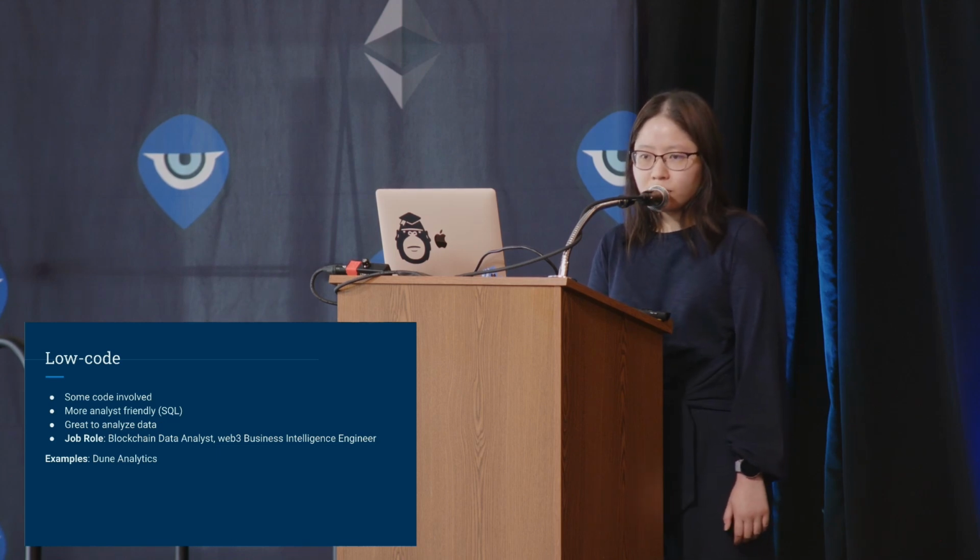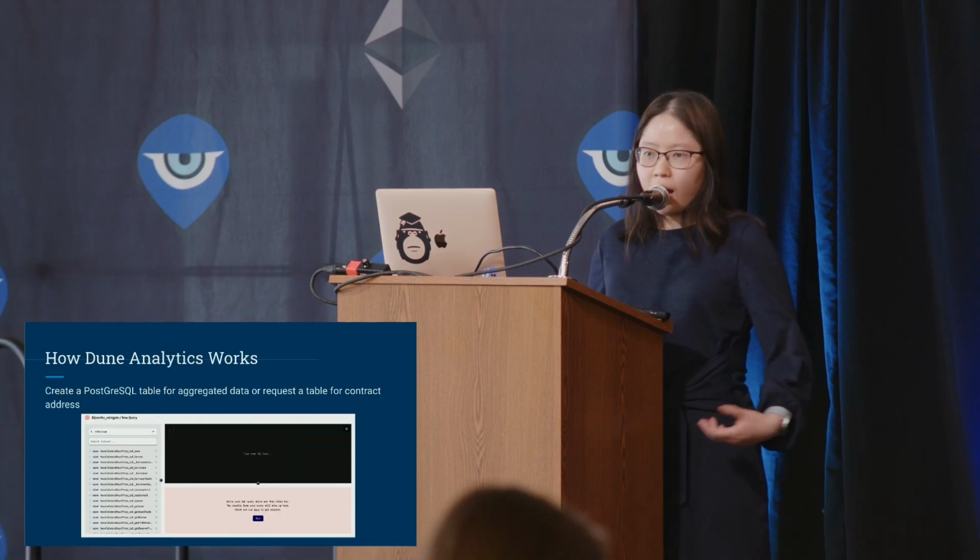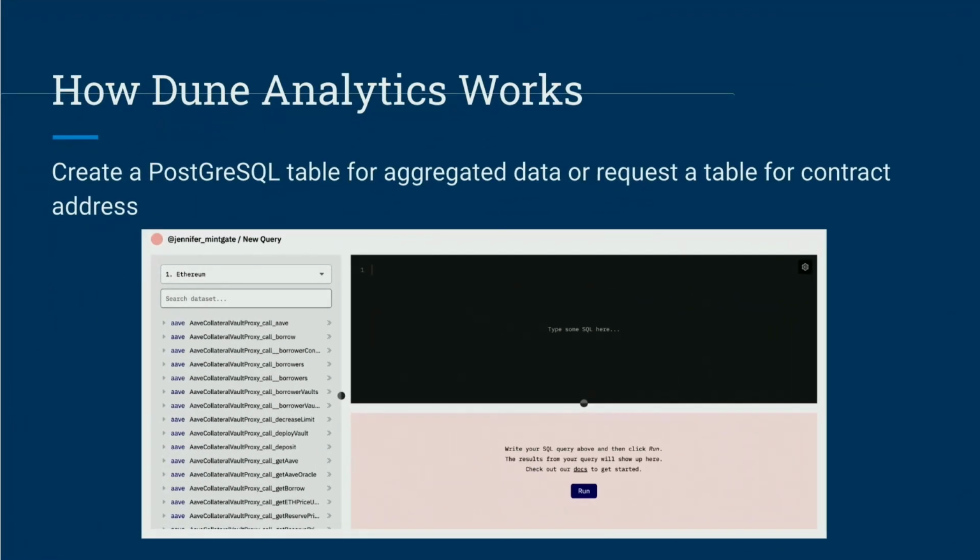And the biggest tool in this market is Dune Analytics. I have used Dune Analytics myself to analyze how well the MintGate collection is doing. And how Dune Analytics works is they create a Postgres SQL table for aggregated data, or you can request a table for a specific contract address, and they will create a Postgres table in the back end for you to query through.